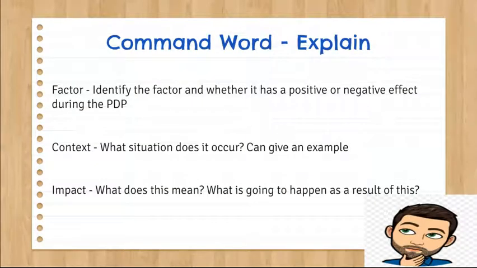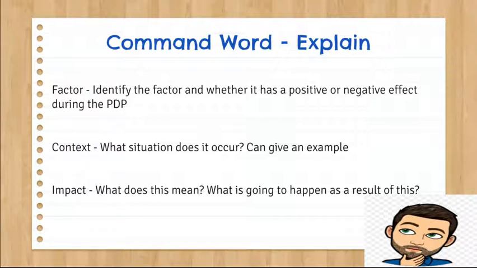Okay, as I said at the beginning, we're going to look a lot at the command word explain during this video lesson. And the easiest way to answer a question like this is to break it down into 3 headings. So the structure we're going to use today is factor, context, and impact. So within the factor heading, you need to identify what that factor is, whether it has a positive or negative effect during the PDP. That last bit is vital.